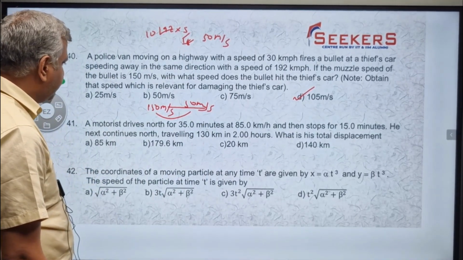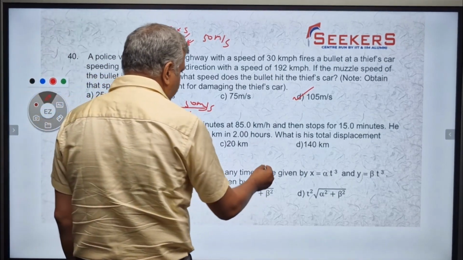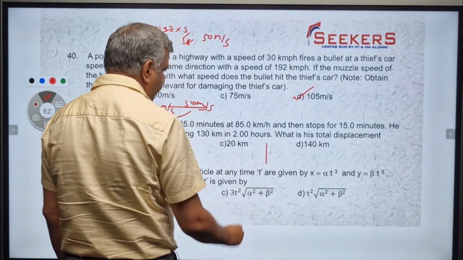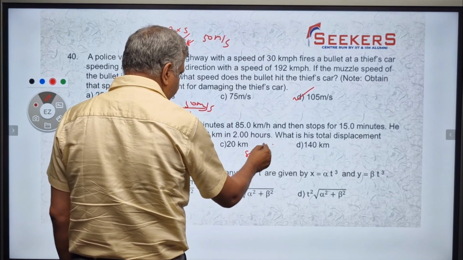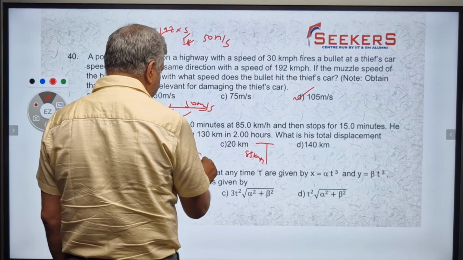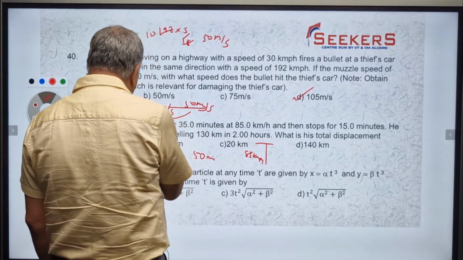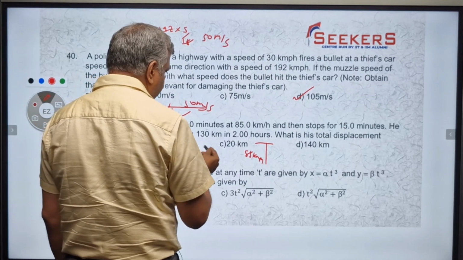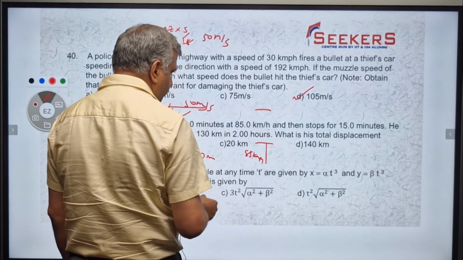A motorist drives north for 35 minutes. So he drives north for 35 minutes at 85 kmph, then stops for 15 minutes. That means in 50 minutes he has done whatever distance, and continues north traveling 130 kilometers in 2 hours. So he travels 130 kilometers in 2 hours.